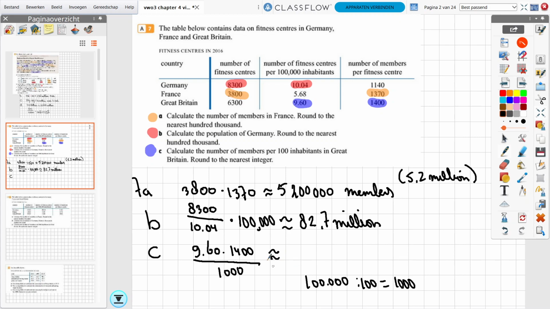And if I do this and punch into my calculator yet again, I find approximately 13, round to the nearest integer, so 13 members per 100 inhabitants.